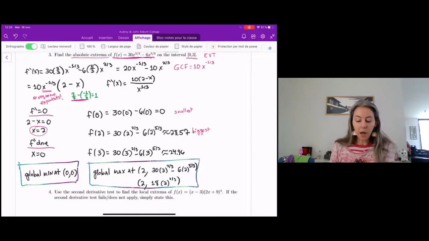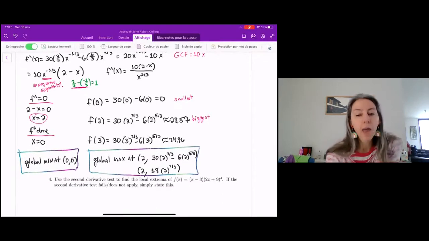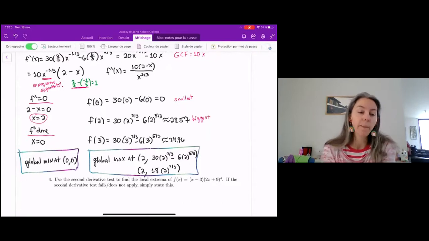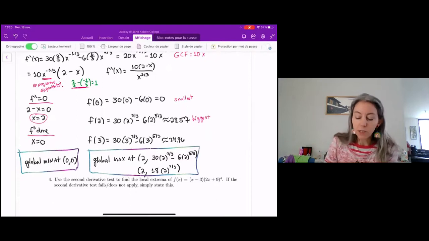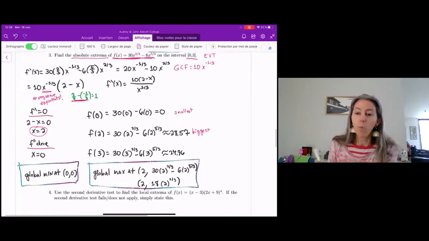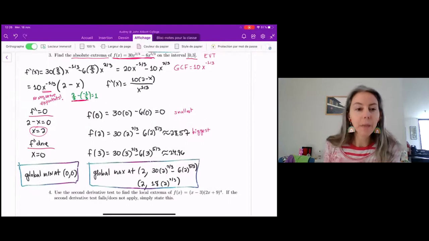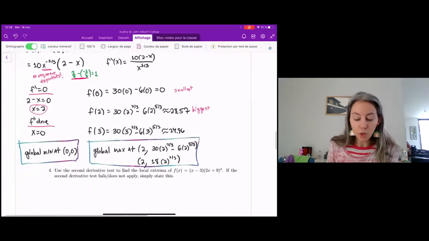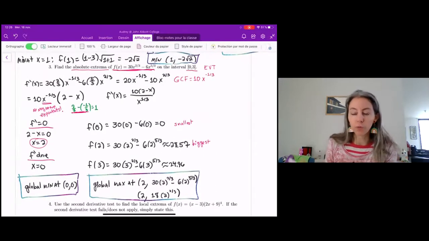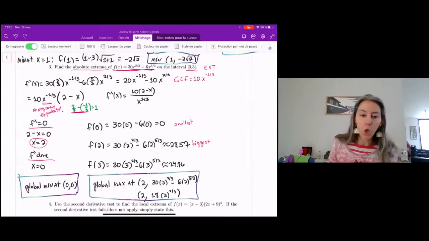So then I get when f prime equals 0, that happens at 2, and f prime does not exist. That's division by 0. That happens when x is equal to 0. So I plug in those values that I got into my original function because I'm doing the extreme value theorem here. Why am I doing the extreme value theorem? Because I'm asked to find the absolute extrema on a closed interval. And when we're asked absolute extrema, closed interval, that's always the extreme value theorem.